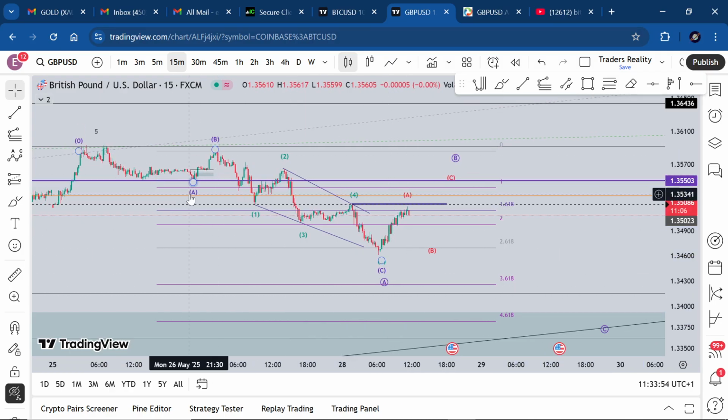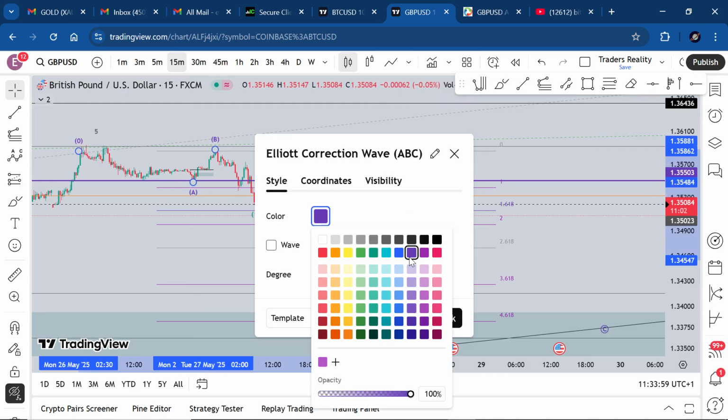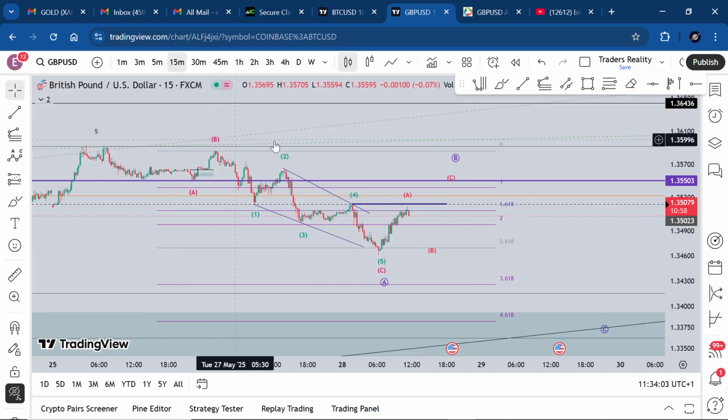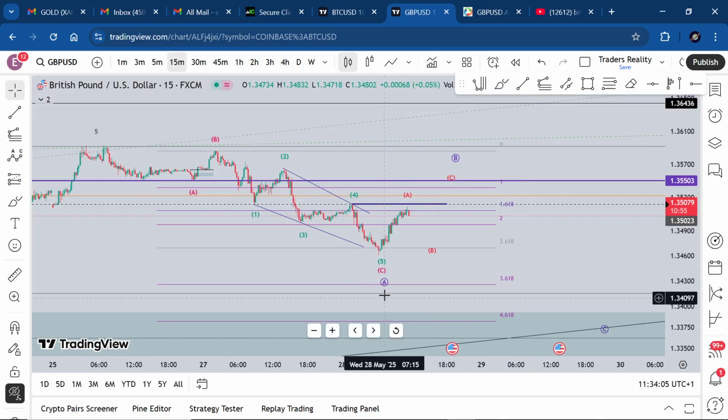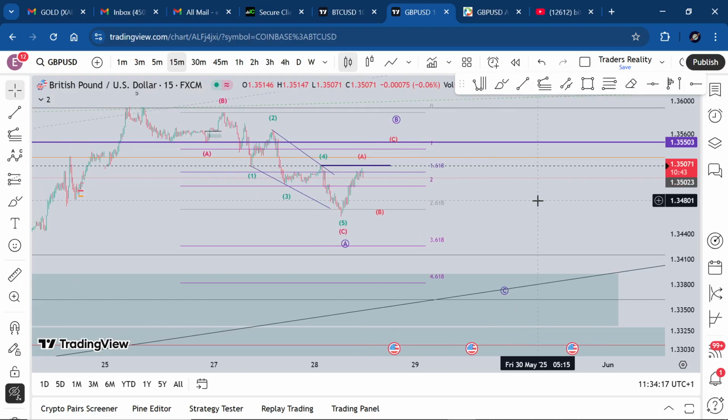I don't like this being the same color anymore. A, B, C, give us the purple A. A, B, C, give us the purple B. Then I'm looking at, like, say, a 5 wave for coming down to give us our C over there.